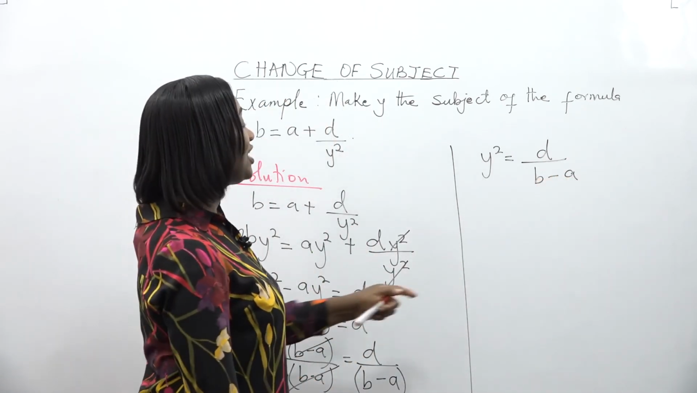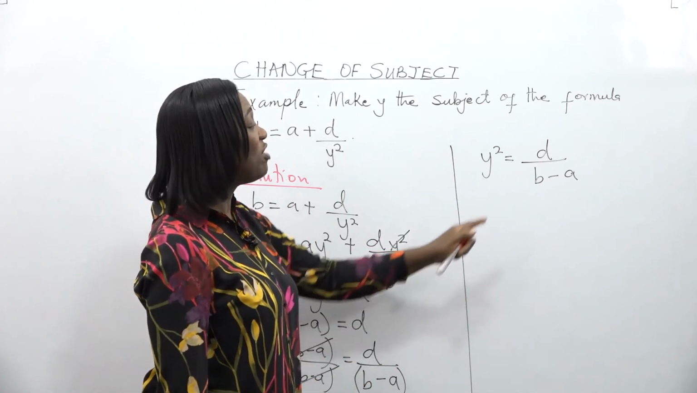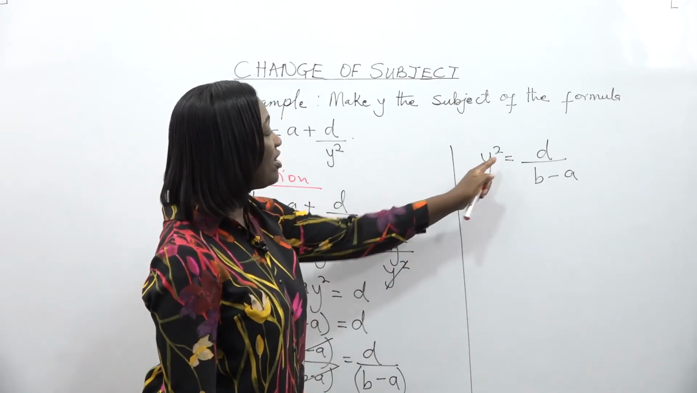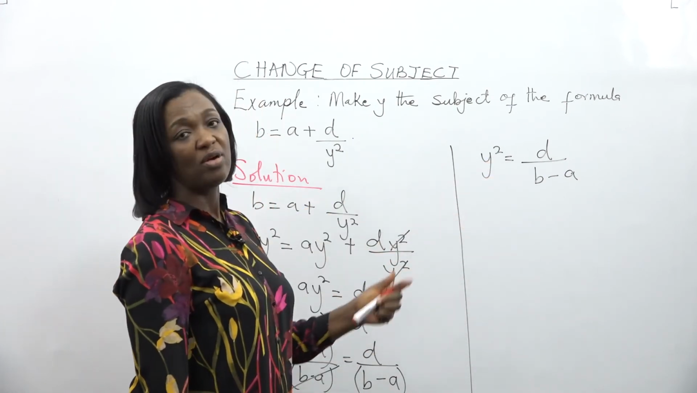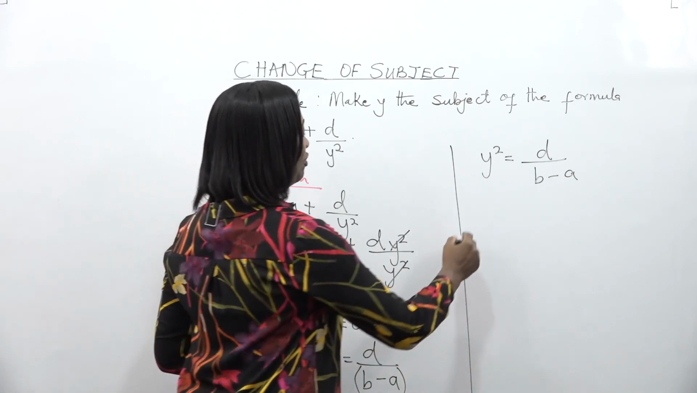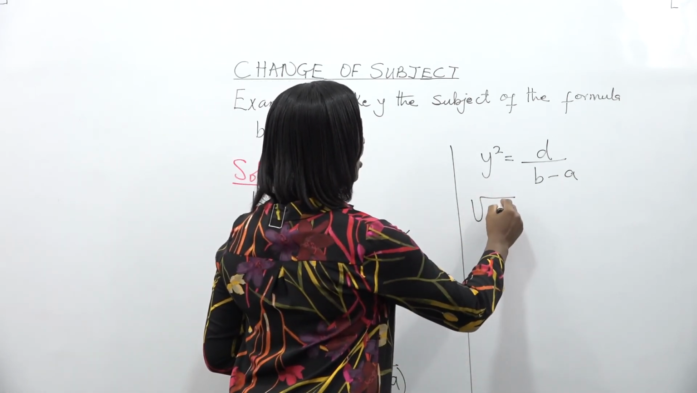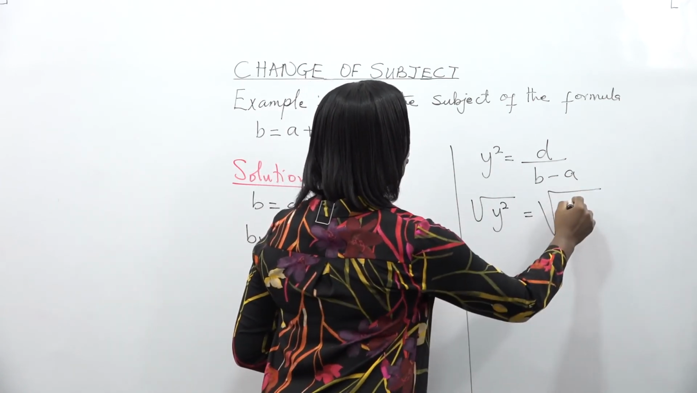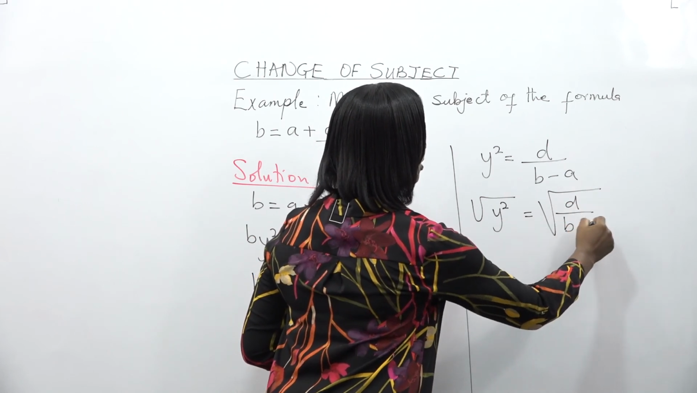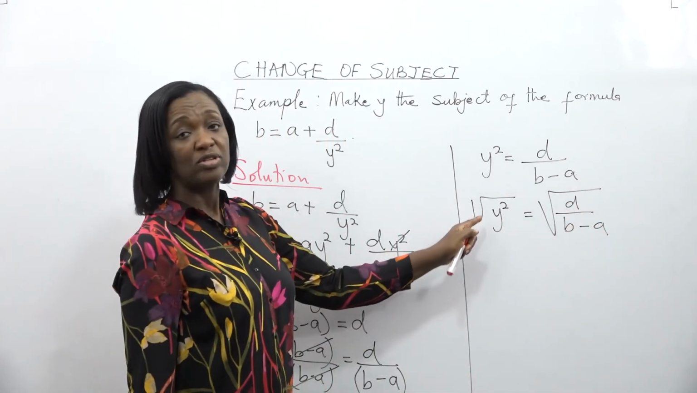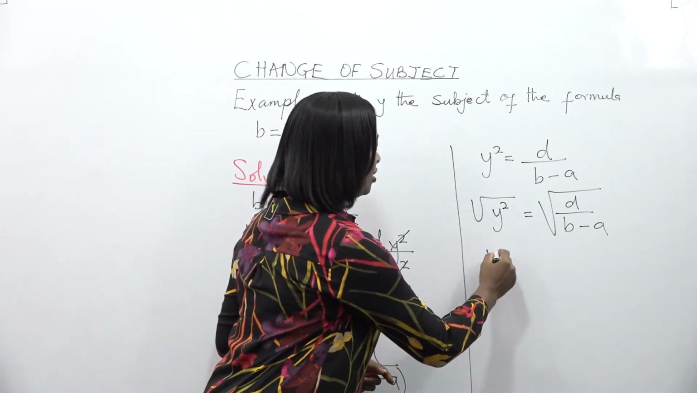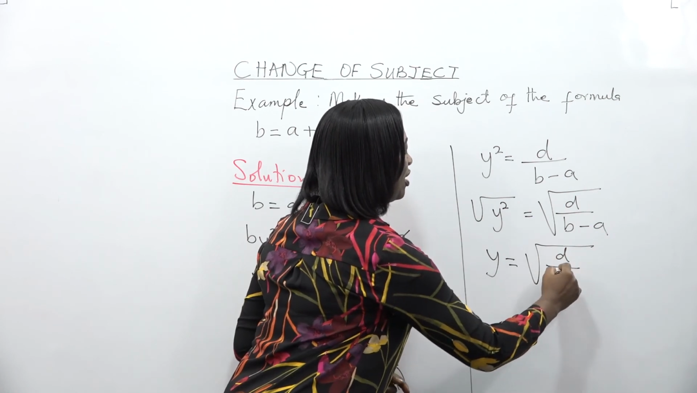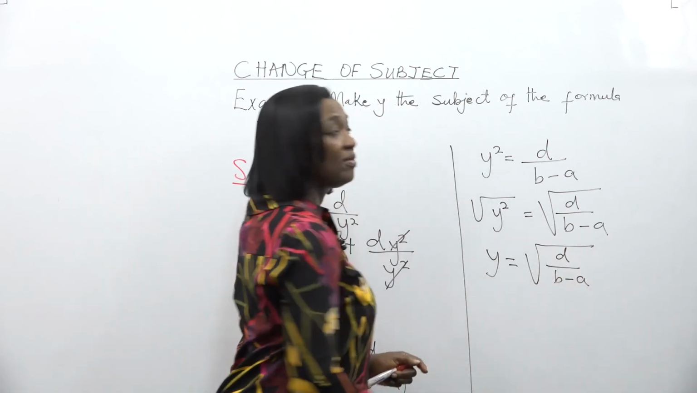We are writing the formula in terms of y and not y squared. So how do we remove this square from y? You do the reverse operation. The reverse of squaring is finding the square root. So we'll find the square root of both sides. So if you find the square root of y squared, you also find the square root of d over b minus a. So if you find the square root of y squared, you get y. So y is equal to square root d over b minus a.